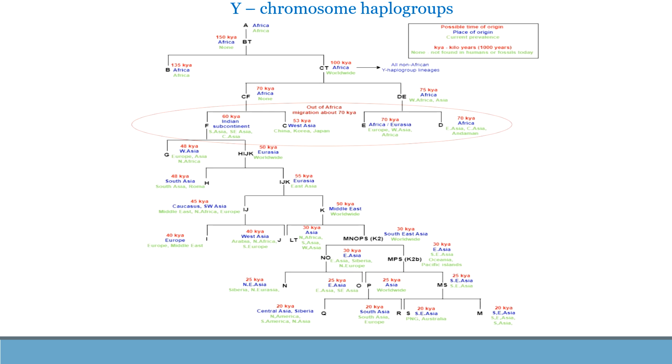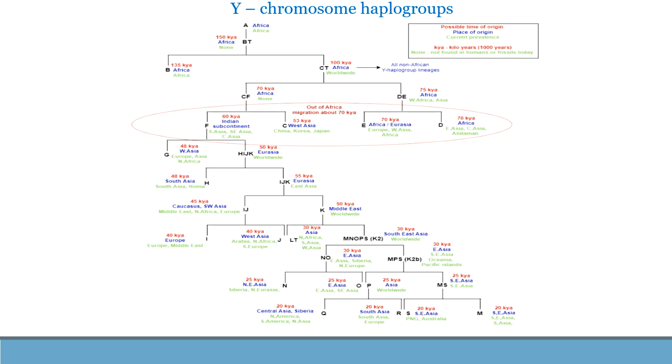This figure shows the Y haplogroups. Y DNA haplogroups are named from A to T and subdivided using numbers and lowercase letters. The oldest haplogroup A did not migrate out of Africa. Its branch BT mutated, called the M168 mutation, to create the CT haplogroup about 65,000 to 70,000 years ago. The CT haplogroup is the origin of all non-African lineages.